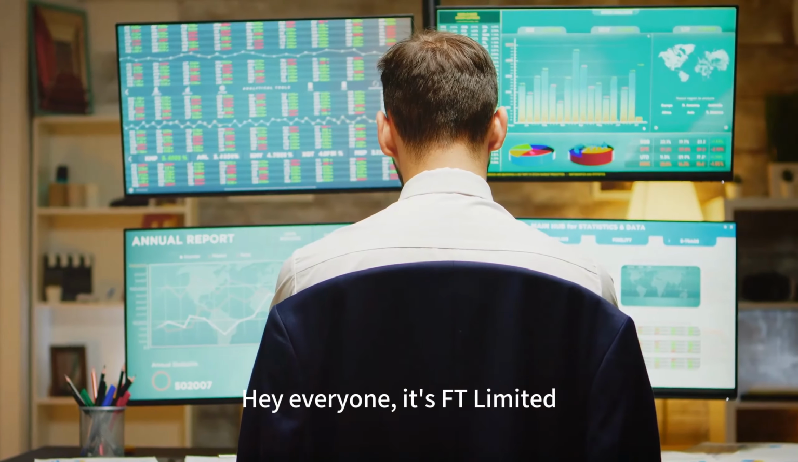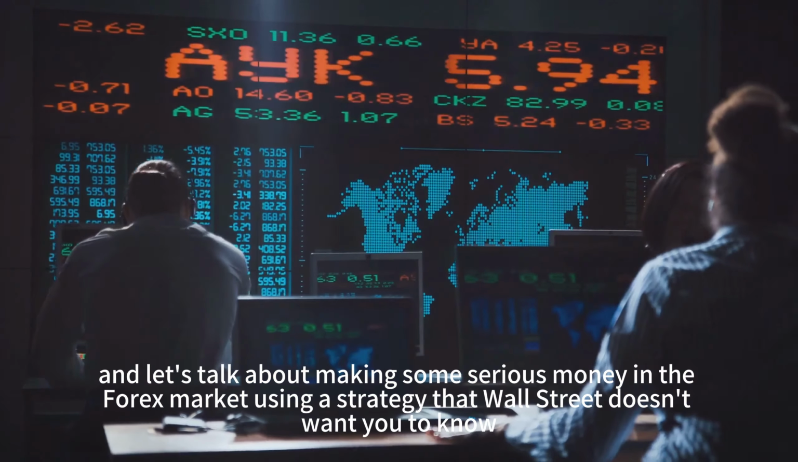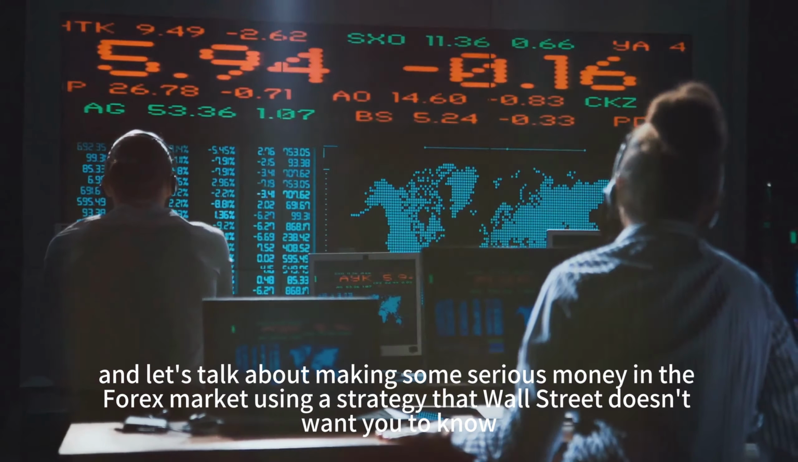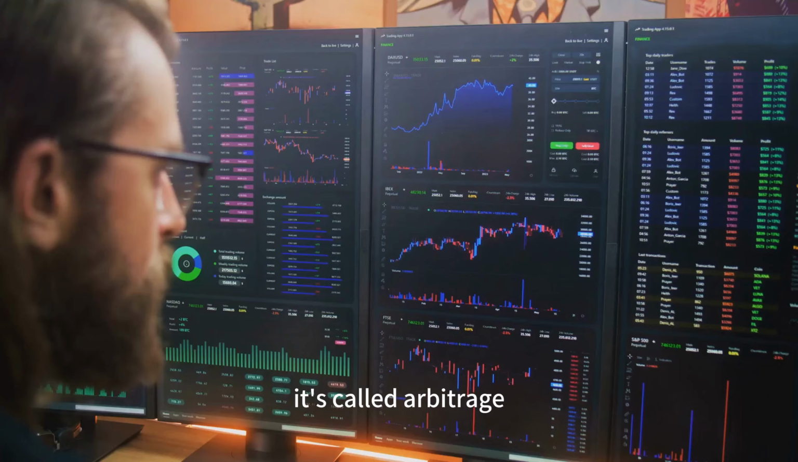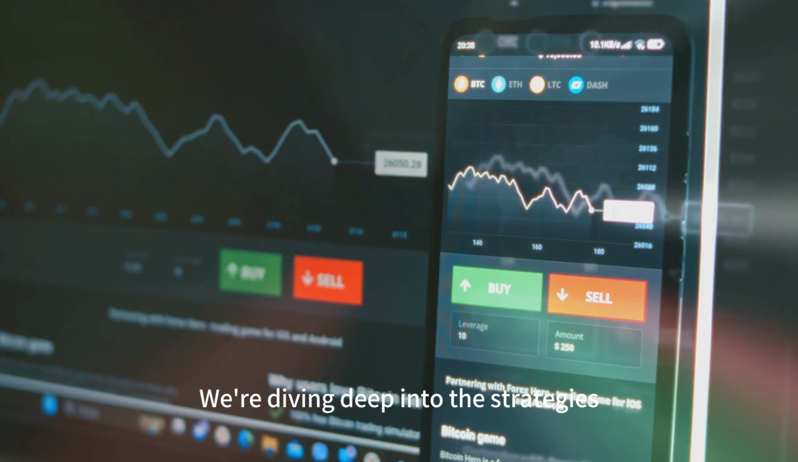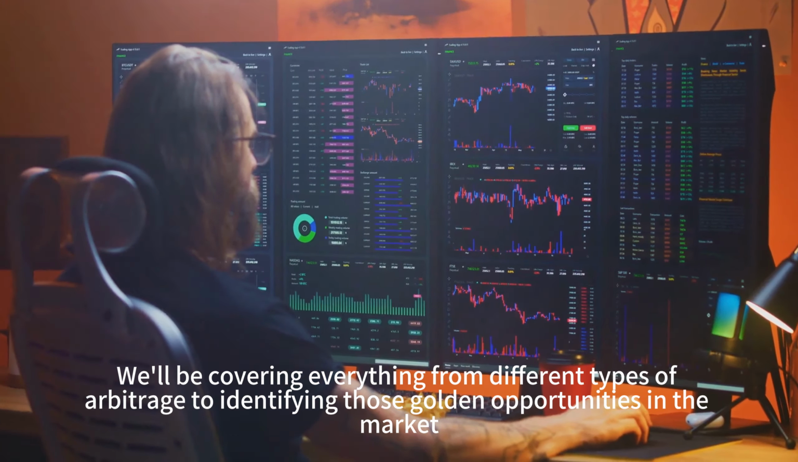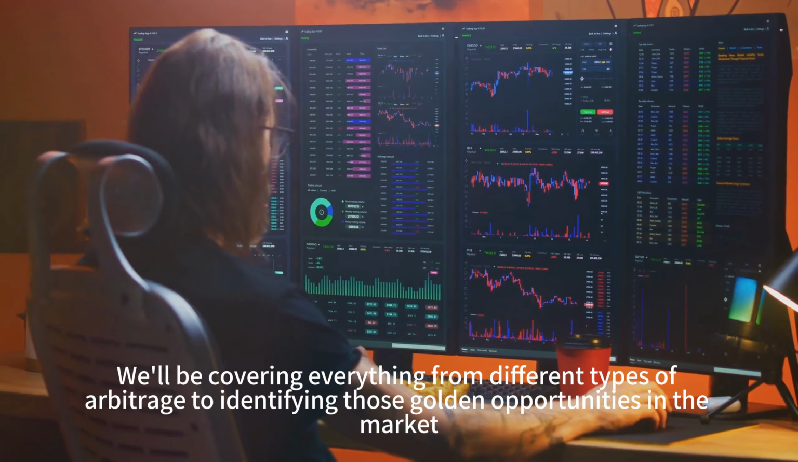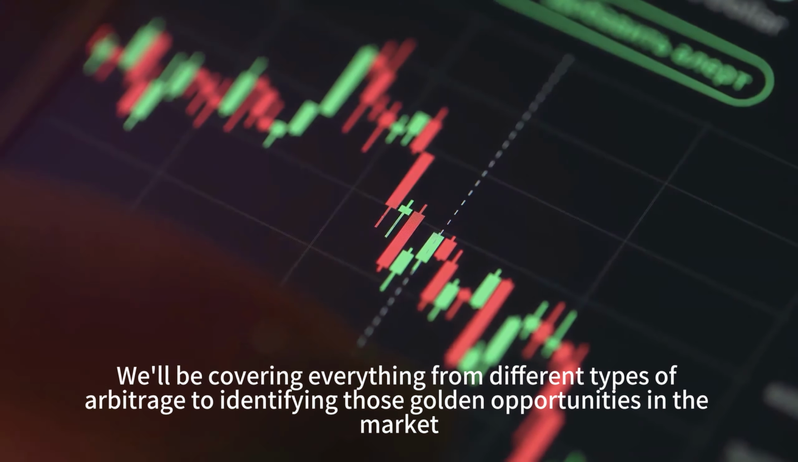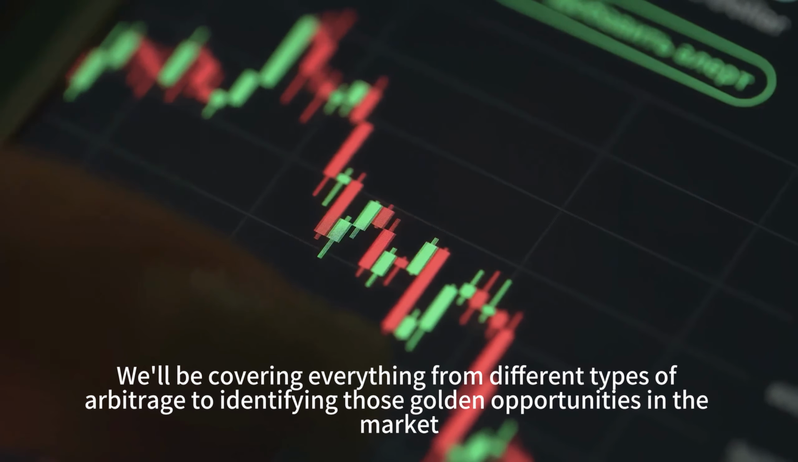Hey everyone, it's FT Limited, and let's talk about making some serious money in the Forex market using a strategy that Wall Street doesn't want you to know. It's called arbitrage. We're diving deep into the strategies, the risks, and everything in between. We'll be covering everything from different types of arbitrage to identifying those golden opportunities in the market. You with me? Then let's get started.